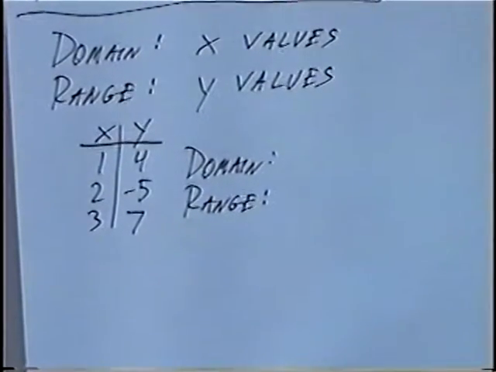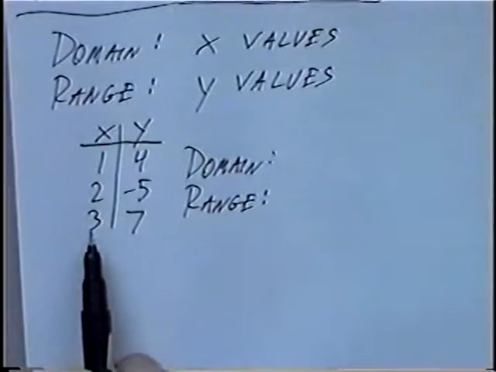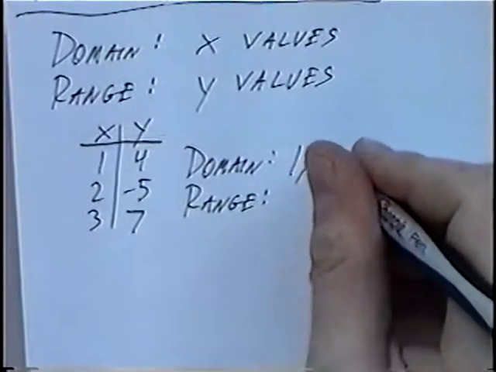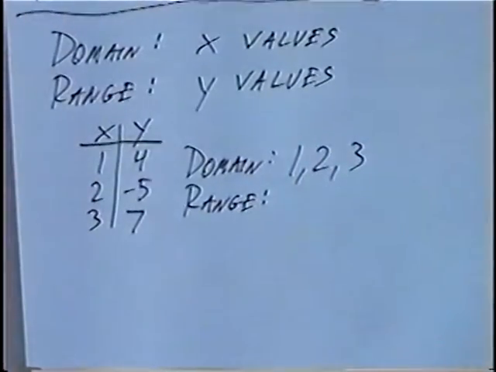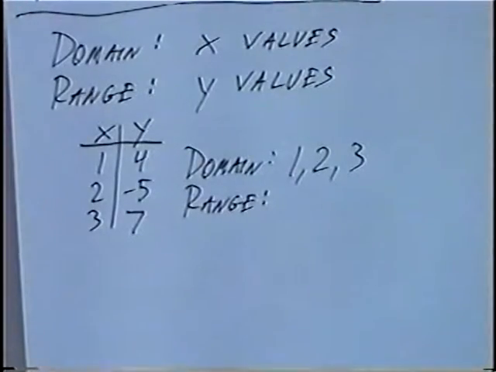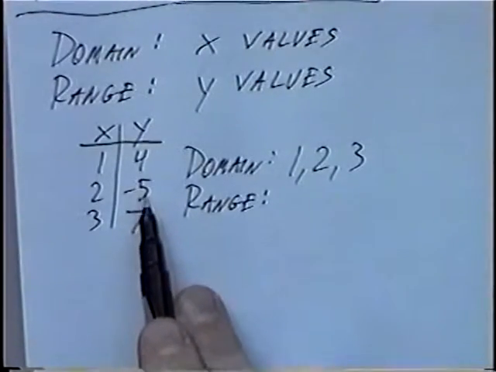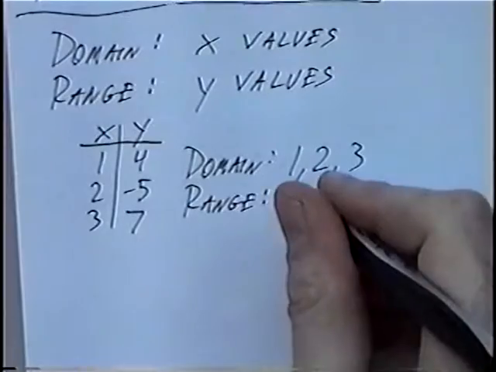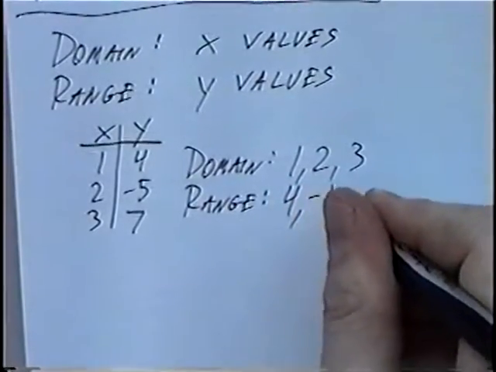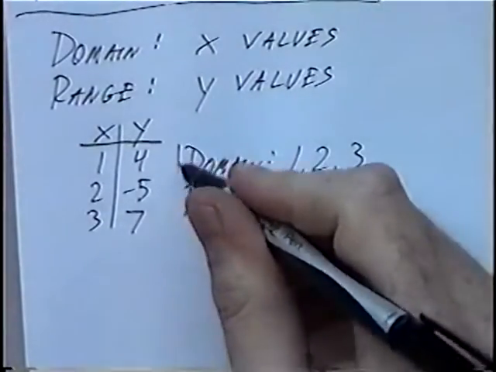Domain is a list of the x values. X values in this case are 1, 2, 3, so the domain would be 1, 2, 3. And likewise the range, the y values are 4, -5, and 7, so the range would be 4, -5, and 7.